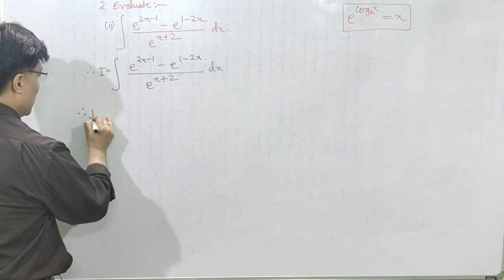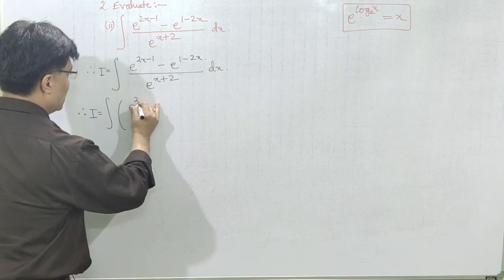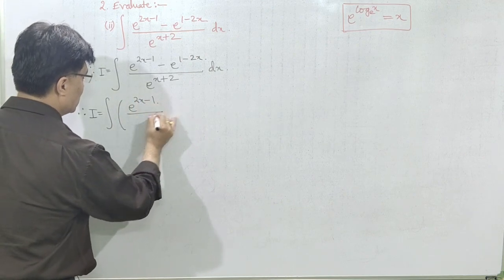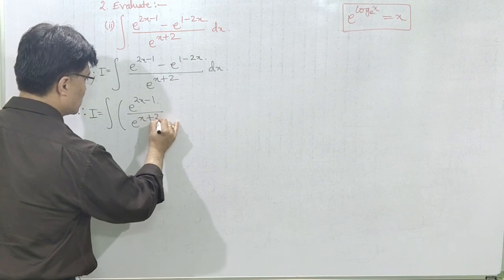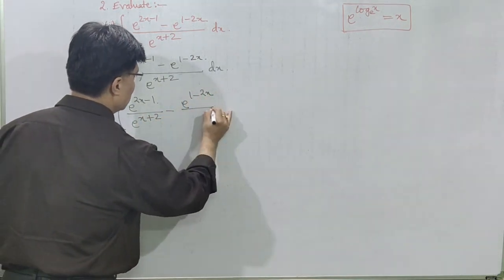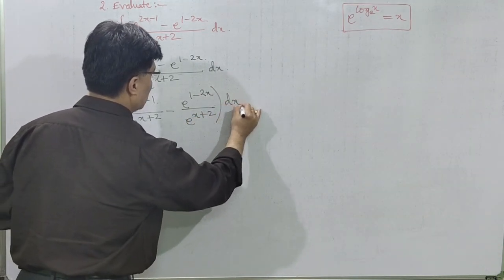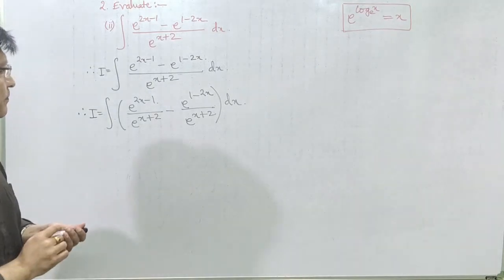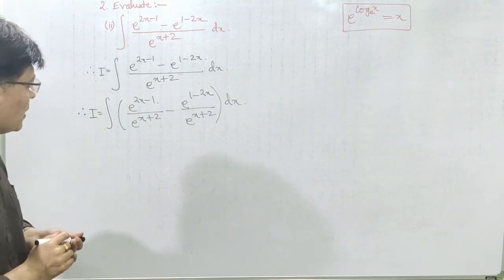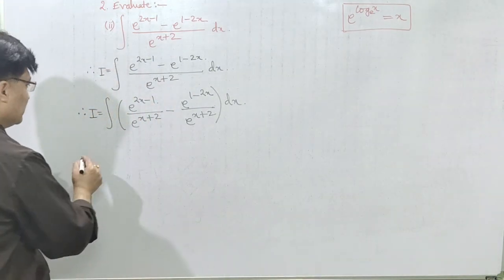So therefore I is equal to the integration of, within brackets, e to the power 2x minus 1 divided by e to the power x plus 2, minus e to the power 1 minus 2x divided by e to the power x plus 2, bracket close. Then you can write dx here. Okay, so now let us take this denominator to the numerator.